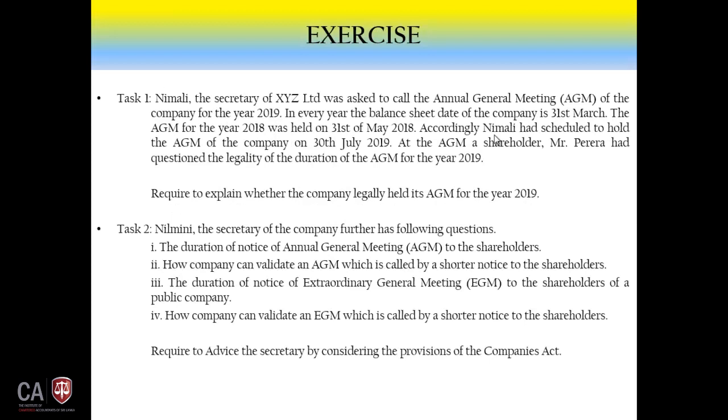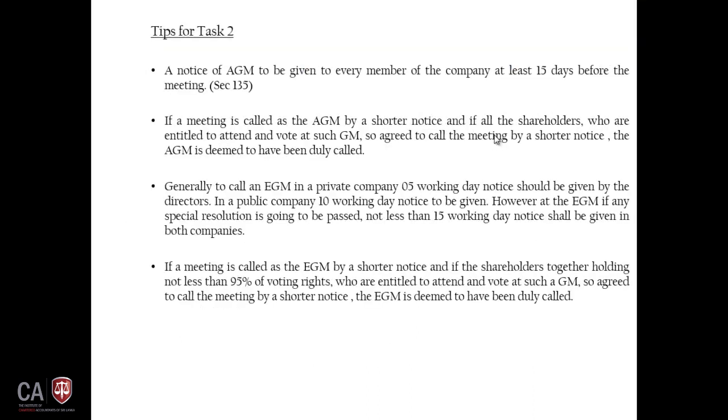Secondly, how can the company validate an AGM which is called by a shorter notice to the shareholders? I mean, where an AGM has been called less than 15 days from giving the notice. Then, if a meeting is called as the AGM by a shorter notice, and if all the shareholders who are entitled to attend and vote at such general meeting so agreed to call the meeting by shorter notice, the AGM is deemed to have been duly called.